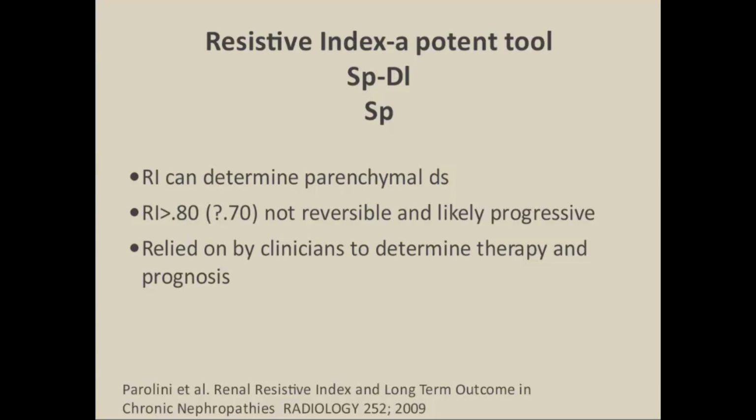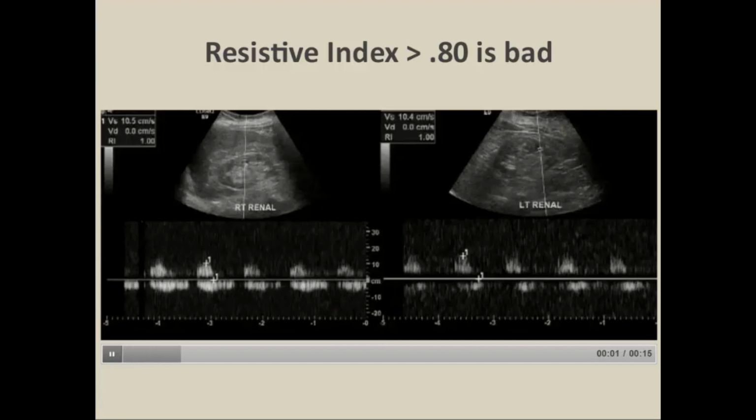The markings of resistive indices, therefore, are very important to the clinicians. It's interesting that most of the articles on resistive indices lately are in the transplant literature. And resistive index greater than 0.8, clearly bad. So you've got flow in systole, no flow in diastole. Systole, no flow in diastole. Resistive index is 1 because it's peak systole minus lowest diastole, all over peak systole. There's no flow in diastole.